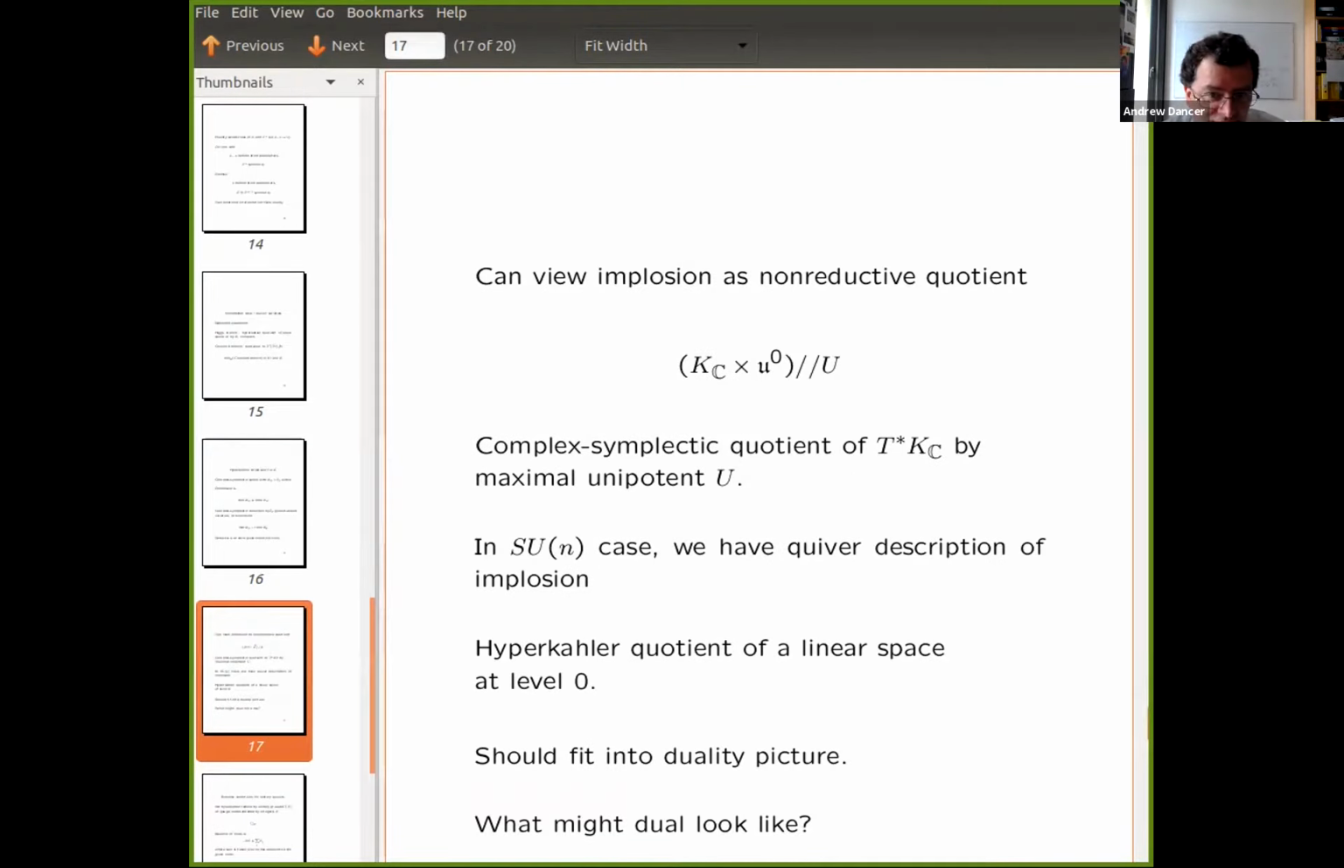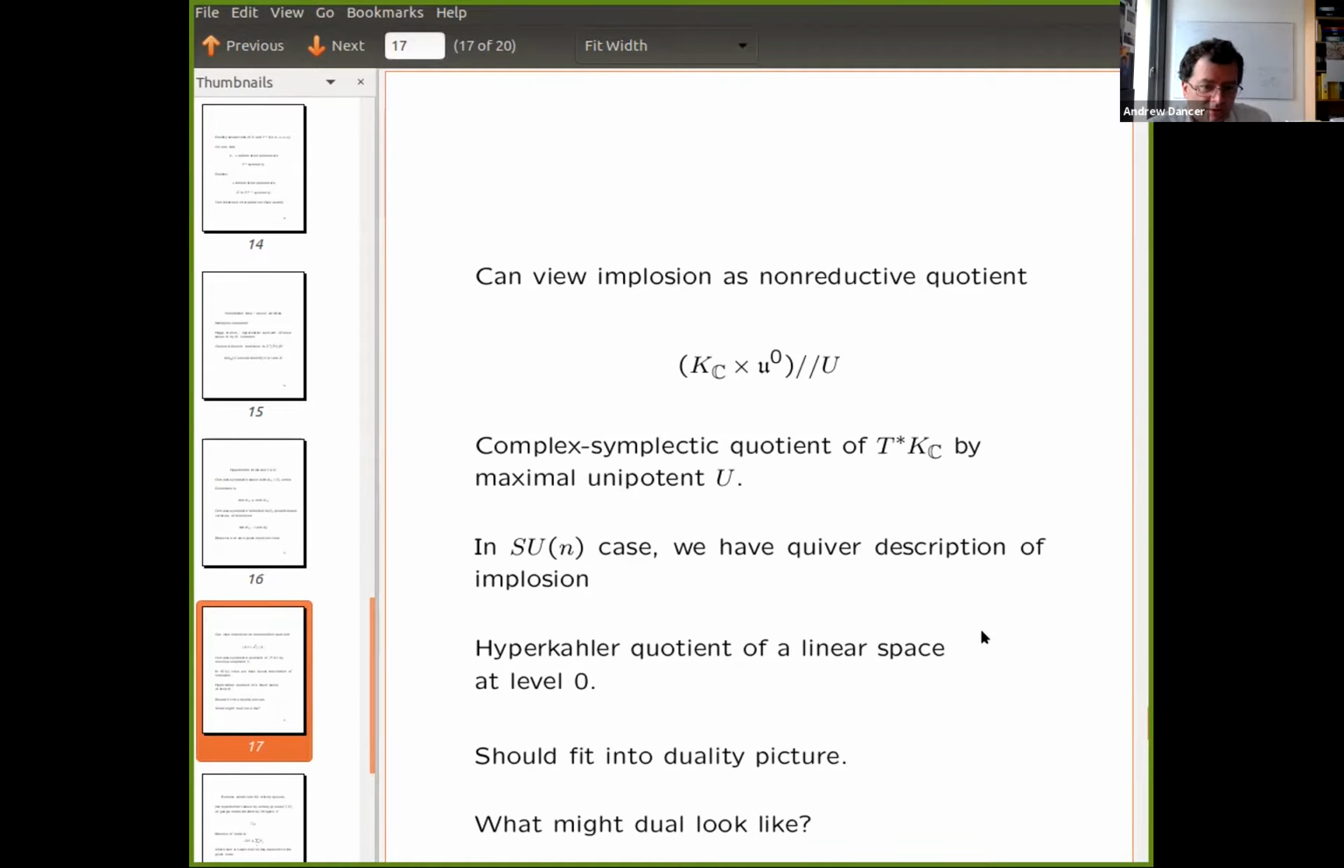It fits into something of great current interest in algebraic geometry. It's an example of a non-reductive quotient. We can think of it as a complex symplectic quotient of the cotangent bundle of the complexification of K, which is a hyperkähler space with a K × K action, and then we're complex symplectically reducing by this non-reductive group, the maximal unipotent, or strictly upper triangular matrices, if you like.